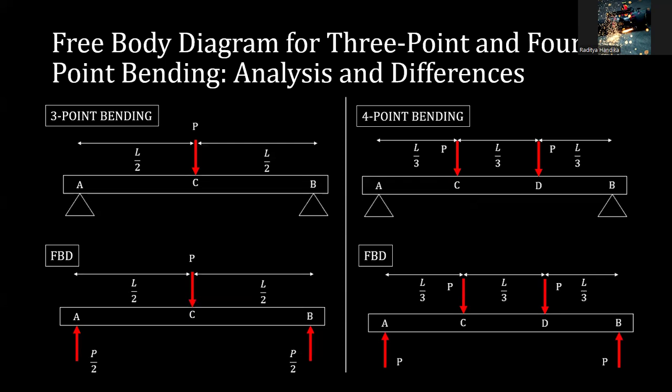So the next one is the discussion about the structural analysis of the specimen under the testing condition, focusing on the free body diagrams of the three-point and four-point bending tests. In a three-point bending test, the specimen is supported at both ends, and the load is applied at the center. This configuration results in an equal load distribution across each support. In contrast, in a four-point bending test, two equal loads are applied, and each support counteracts each load equally as illustrated in the diagram.